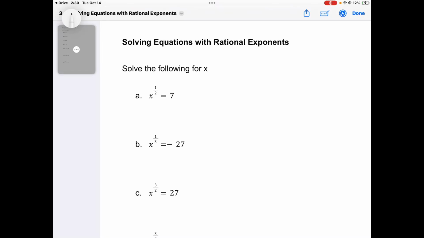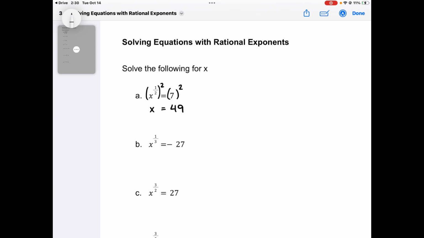This video goes over how to solve equations with rational exponents. So I'm still trying to get x by itself. This time it involves getting the exponent on the x to be 1. So for this first one, I would square both sides, which is the opposite of 1/2, opposite of dividing by 2. And that means that I'm left with x equals 49.